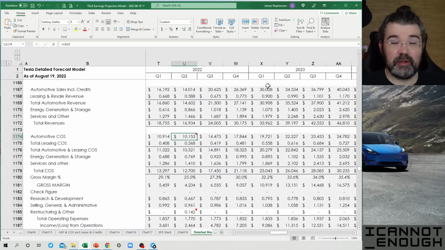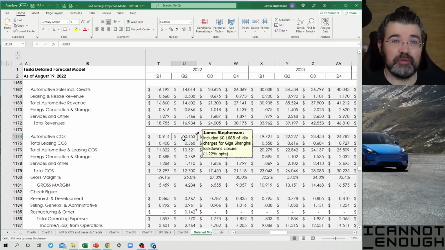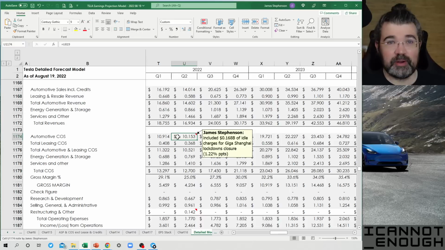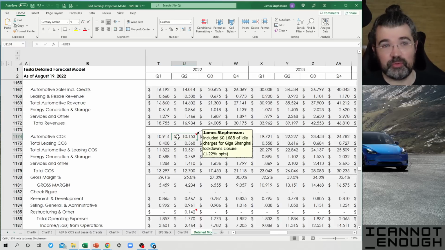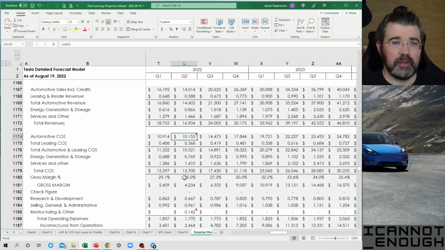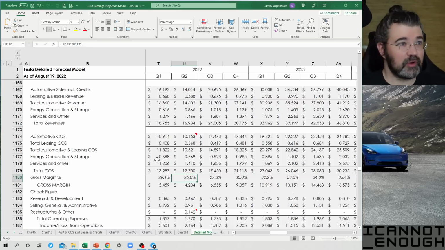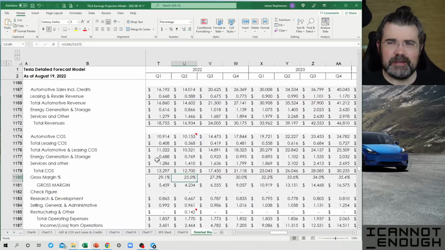And we can also do stuff in here, like hover over these notes and see, hey, what's in here? Oh, this cost of sales number included $168 million worth of idle charges for Giga Shanghai lockdowns closure, which was 1.2 percentage points worth of gross margin hit. So without that, the gross margins would have been 26.2 without those idle charges. All right, so this is not where we start.